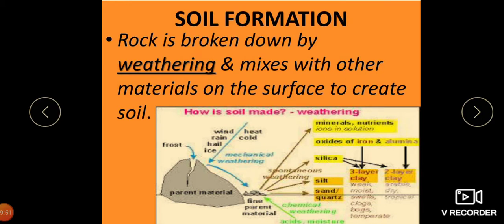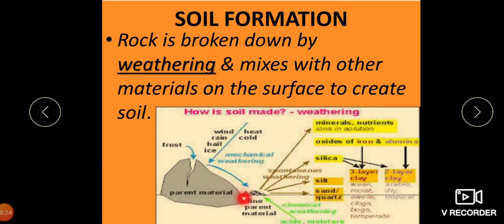Now, soil formation. You have studied this in 8th standard, right? In your geography, how soil is made. So rock is broken down. You can see here how soil is formed. The rock is broken down by weathering and it mixes with the materials on the surface to create the soil. This is the parent material, broken down due to wind, rain, hail, ice, heat and cold.